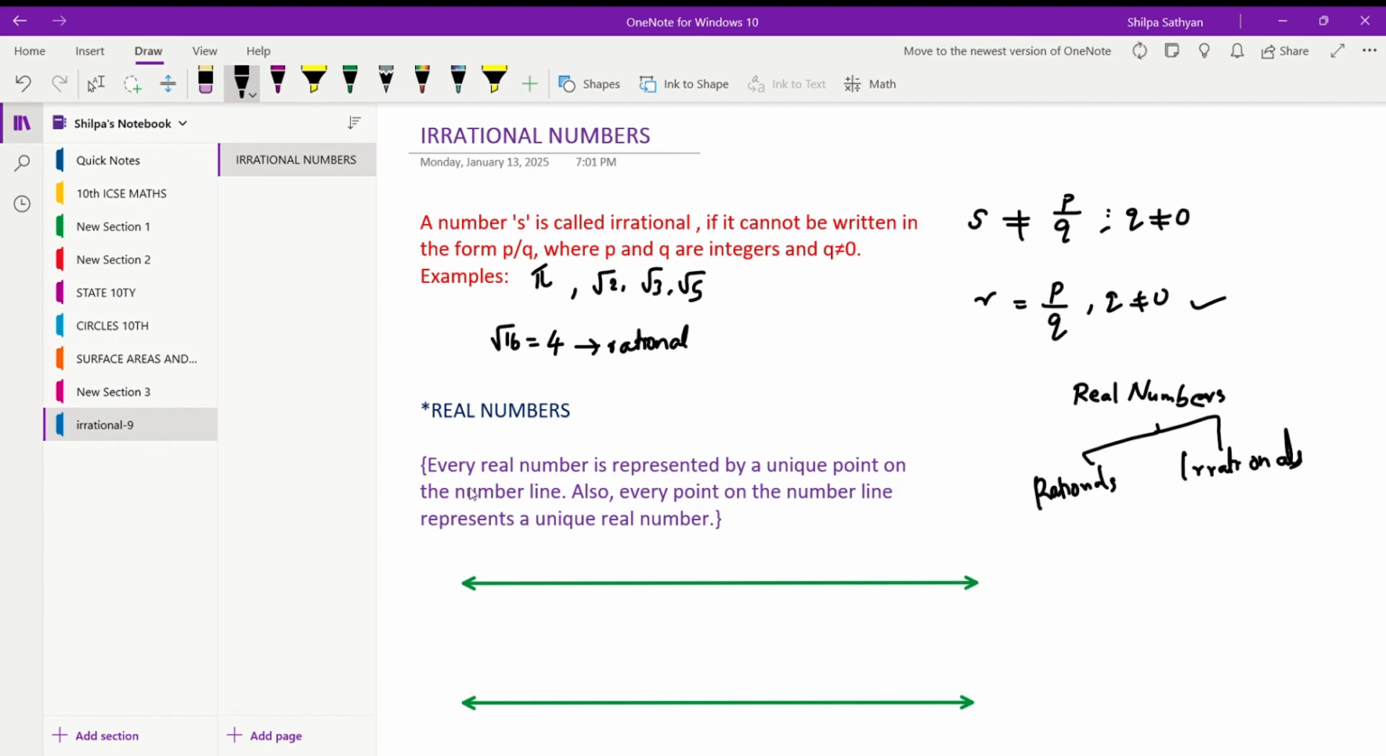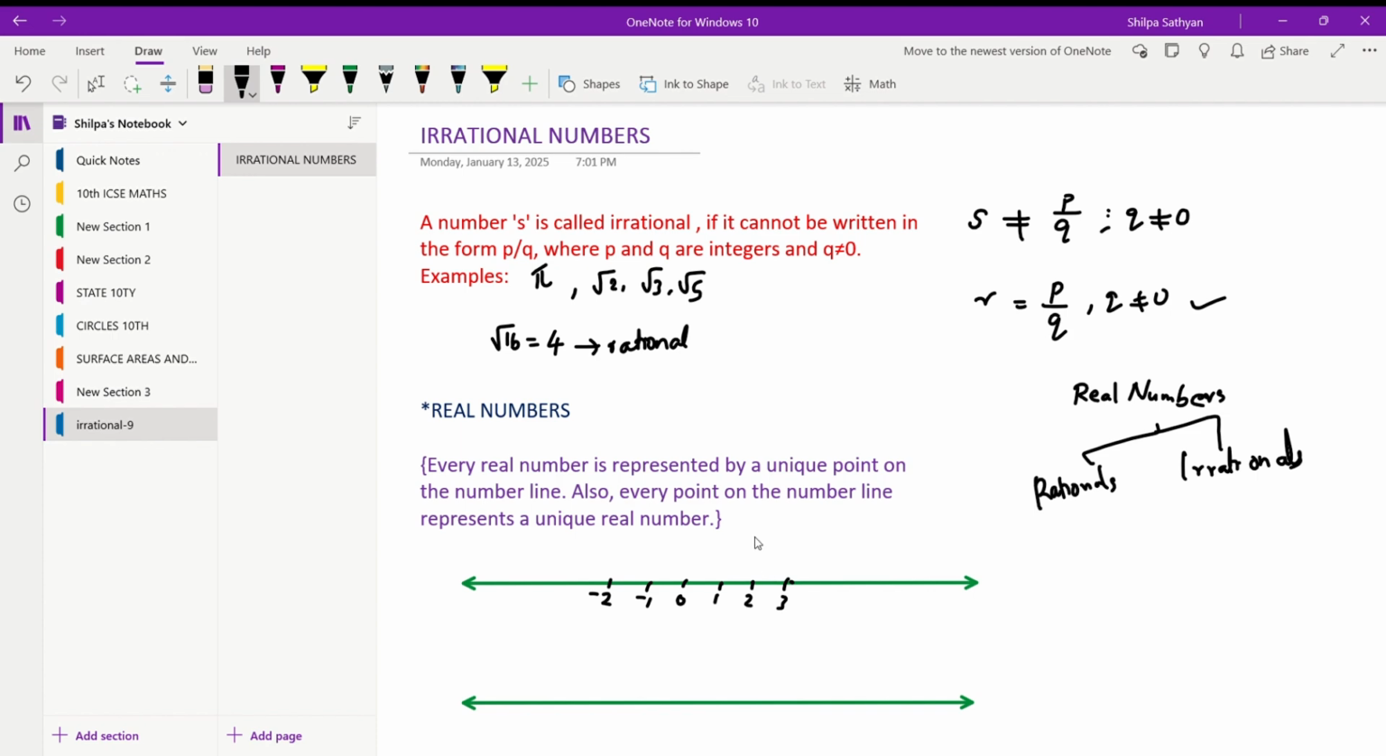Okay, so we already learned that every number can be represented by a unique point on the number line. Similarly, we can say every real number is represented by a unique point on the number line. Okay, so here is a number line. We are marking 0, 1, 2, 3, etc. Similarly, -1, -2 on the number line. So not only these numbers, we can mark any point. If it is 22 by 7, it is 3 point something. So we can mark it here. So any real number we can mark on the number line.